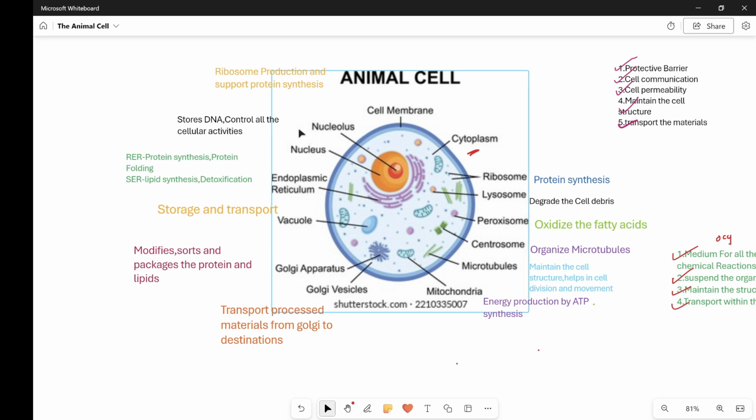Nucleus and nucleolus. The nucleolus is present inside the nucleus. It's a round, dense structure. Its main roles are ribosome production and supporting protein synthesis. The nucleus is also called the control unit of the cell. The main roles are storing DNA and controlling all the cellular activities.